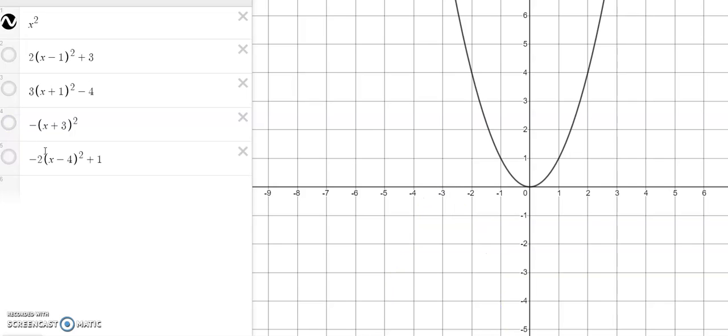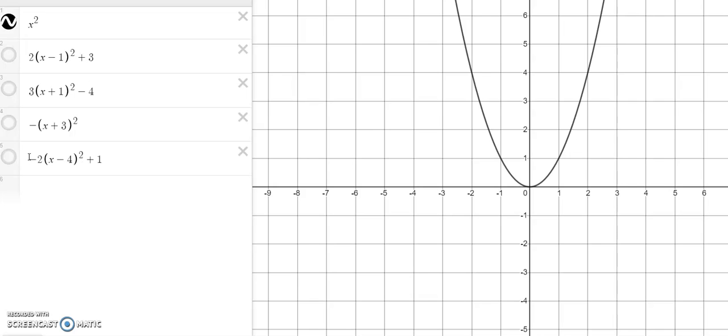Alright, next one's got a little bit of everything. We've got a negative, we've got a number out front, we've got a number on the inside, and we're adding on the outside. Alright, so let's go through and account for everything. The negative means it's facing down. The 2 means it's going to be a little bit taller, more narrow. The minus 4 is on the inside, so that's going to shift us right by 4. And the plus 1 is going to take us up by 1.